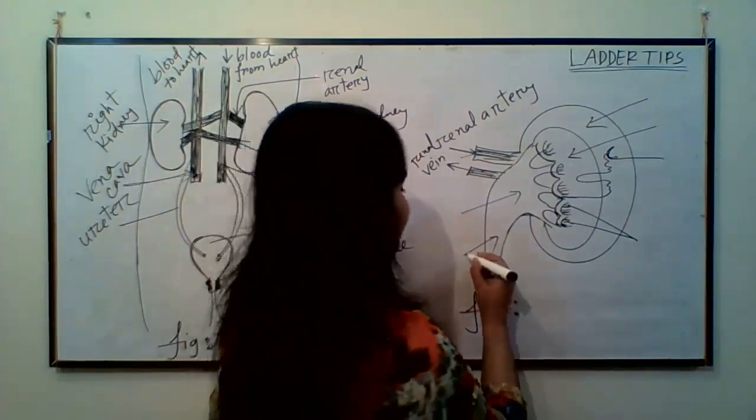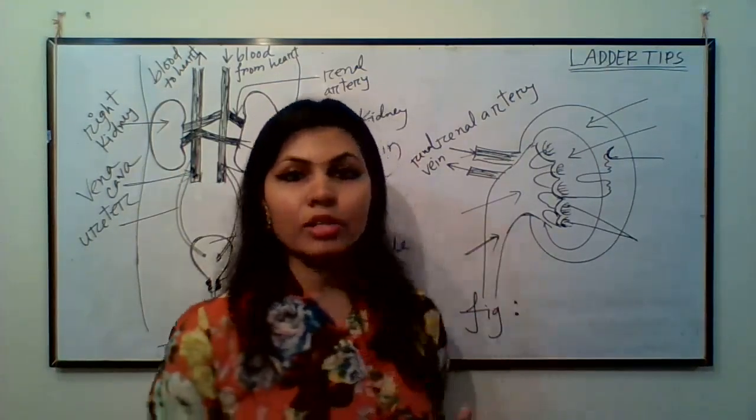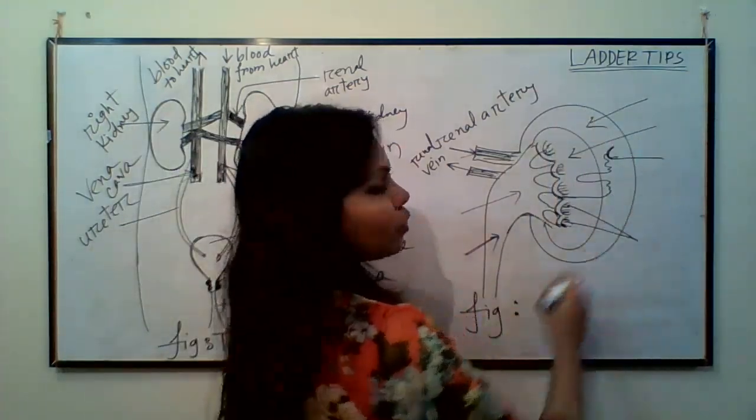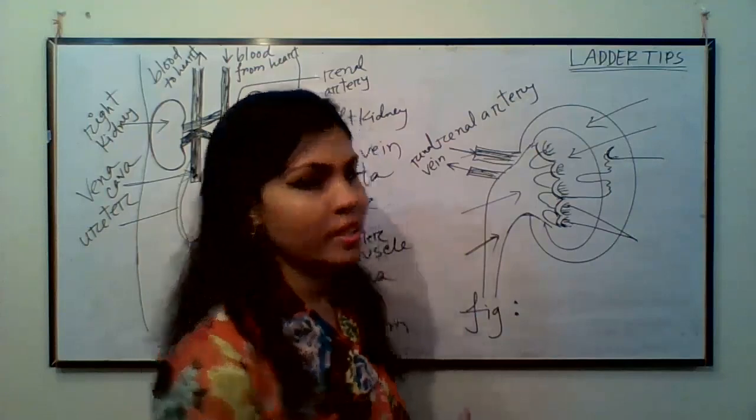What I'm telling is, if we cut a kidney lengthwise, we will be able to see this structure. There is a darker outer region. It is called the cortex.